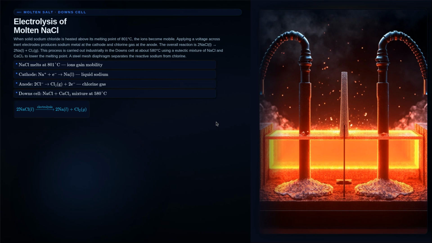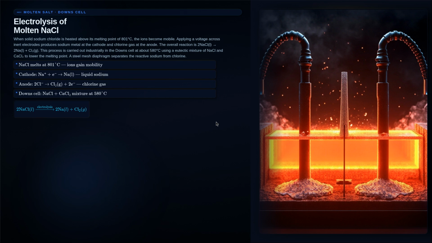When solid sodium chloride is heated above its melting point of 801 degrees Celsius, the ions become mobile. Applying a voltage across inert electrodes produces sodium metal at the cathode and chlorine gas at the anode. The overall reaction is 2NaCl (liquid) yields 2Na (liquid) plus Cl2 (gas).